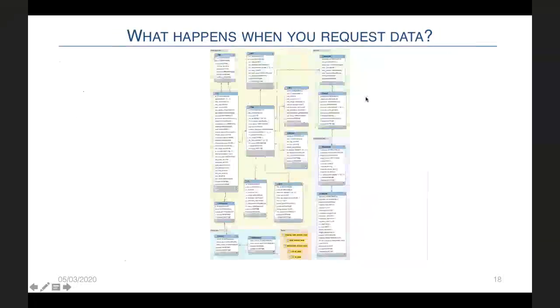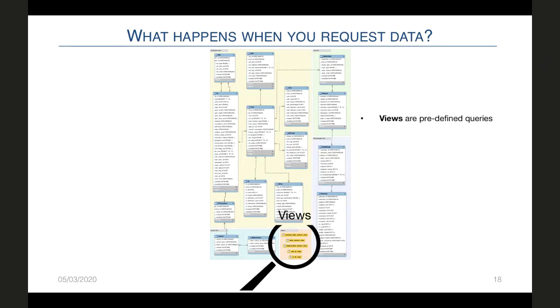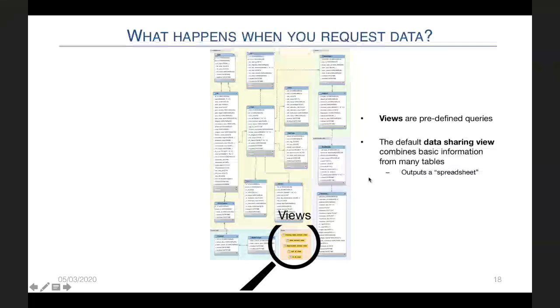So to get back to the database, what happens when you request data? You may have seen this little box that I didn't point to before. These are our views over the database, and you can think of them as just predefined queries. These are things we've already told the database we frequently want to ask, and it just makes it more efficient to store some of these as predefined views. The default data sharing view is one of these, and that effectively combines some basic information from all of these different tables, or some of these different tables, to output something that looks like a spreadsheet.